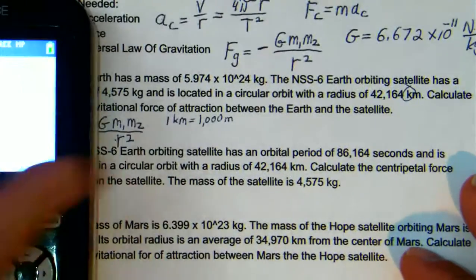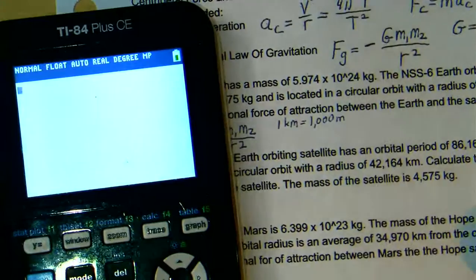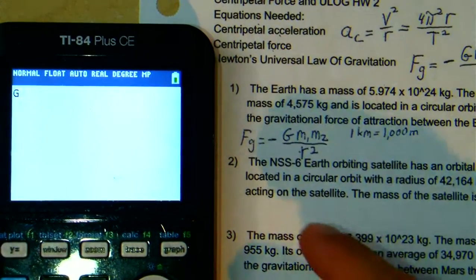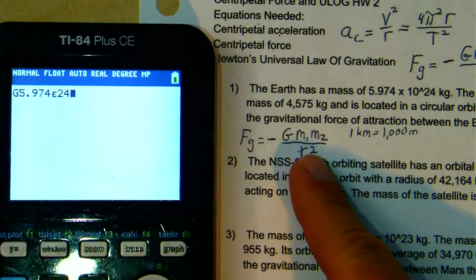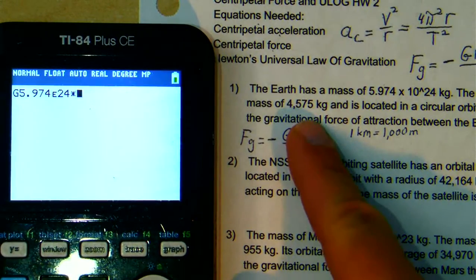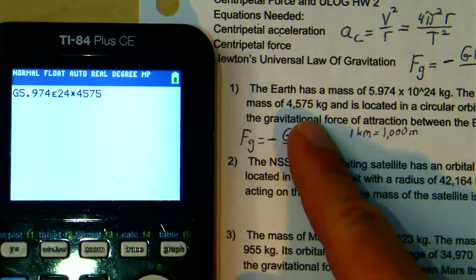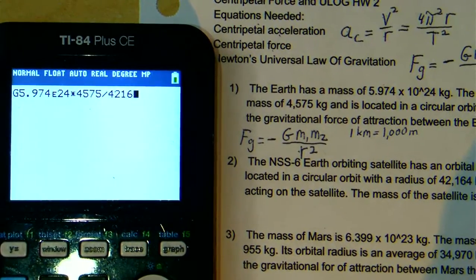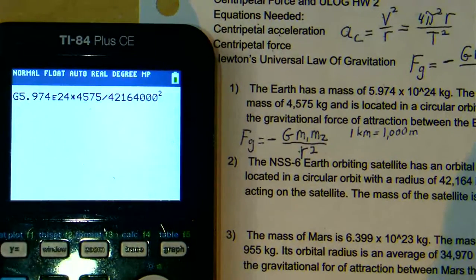All right, so with my handy dandy calculator, which you can see the display a little bit now, G is already programmed. The first mass is the mass of the Earth, 5.974 times 10 to the 24th power. Then multiply that by the mass of the satellite, 4,575 kilograms. Then divide that by 42,164,000 squared. Enter.